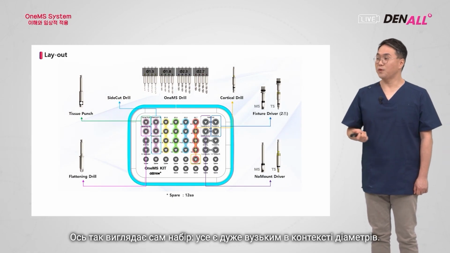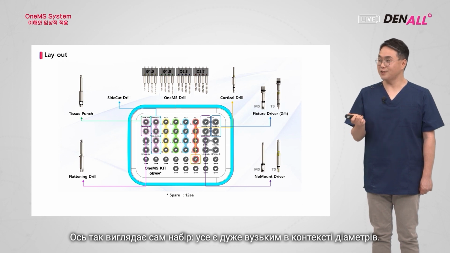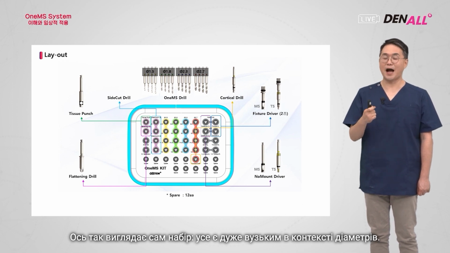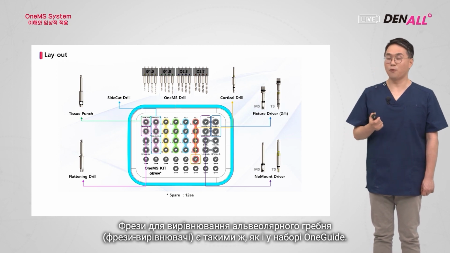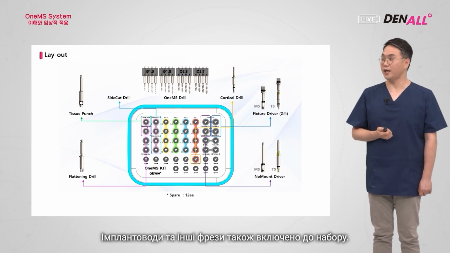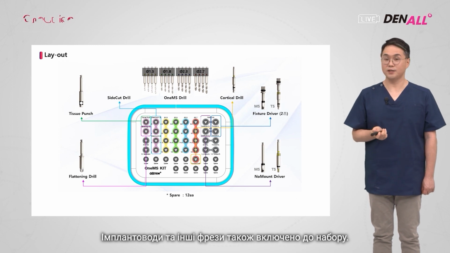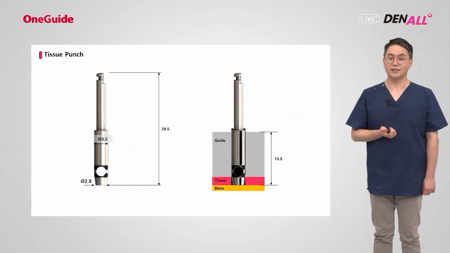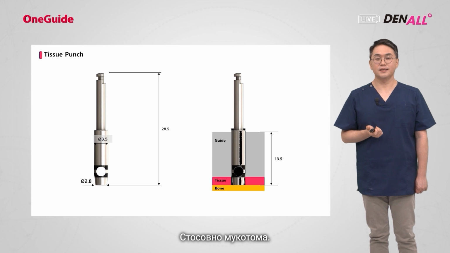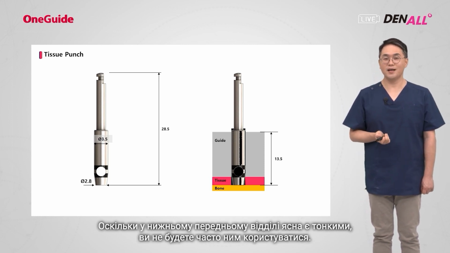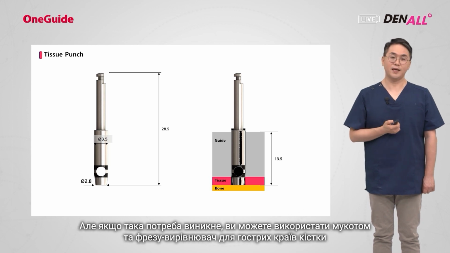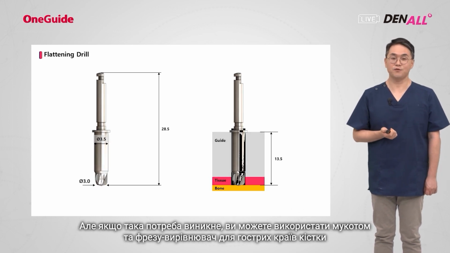So this is how the kit looks, and everything is very narrow in diameter. Flattening and the others are the same as in the One Guide kit, and implant drivers and drills are included. Now, in the case of the tissue punch, on the lower anterior side the gingiva is thin, so you don't often use it. But if you need it, then you can use this tissue punch.